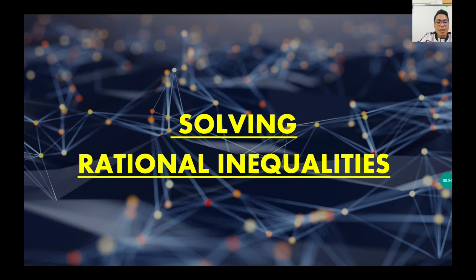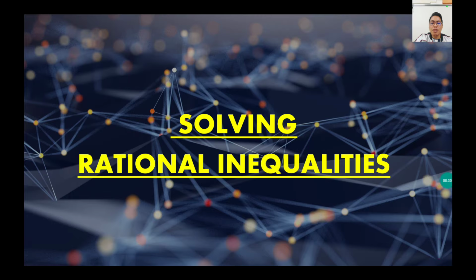Hello everyone, we're now on our part 2 on discussing rational function, and this time we will be solving rational inequalities. Solving rational inequalities naman tayo. It's a continuation of our lesson in the previous video about solving rational equation. So remember that in rational inequalities, you will see the inequality symbol greater than, less than, greater than or equal, or less than or equal to.